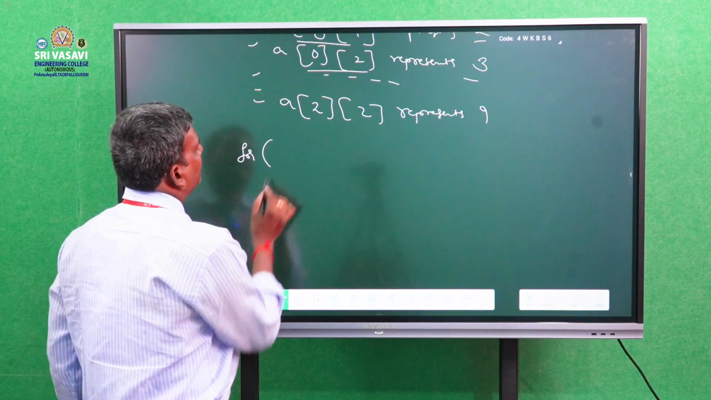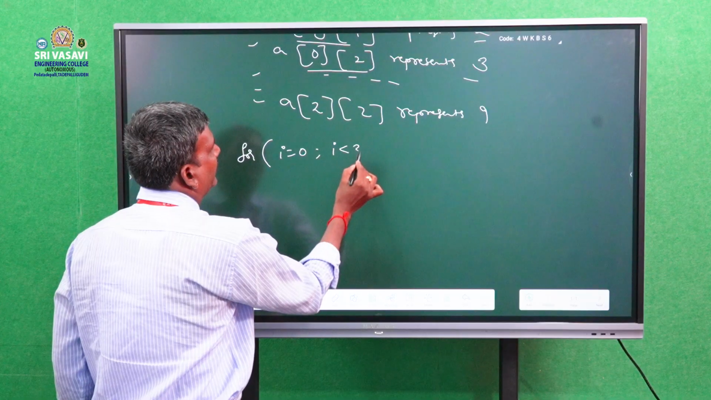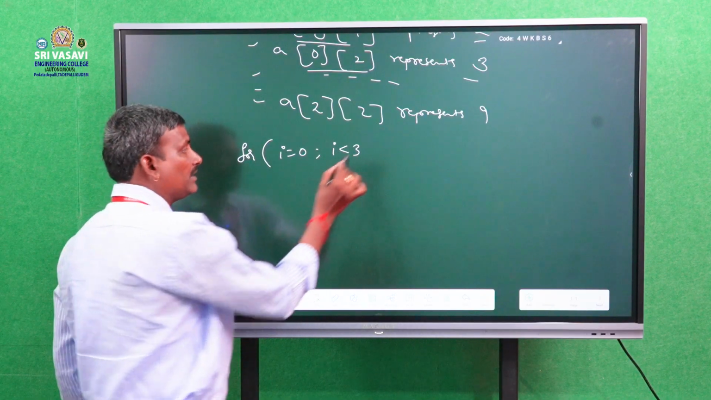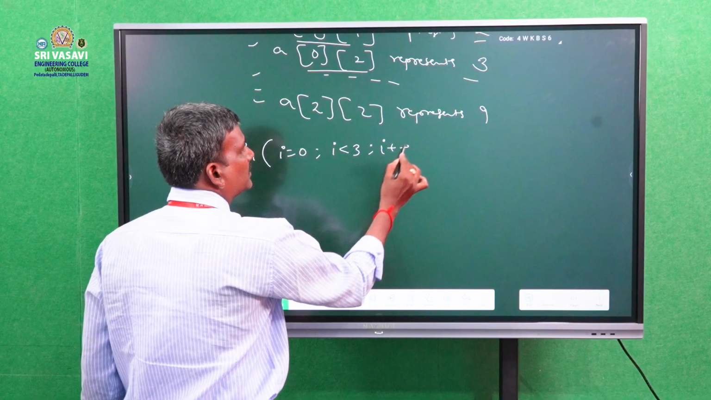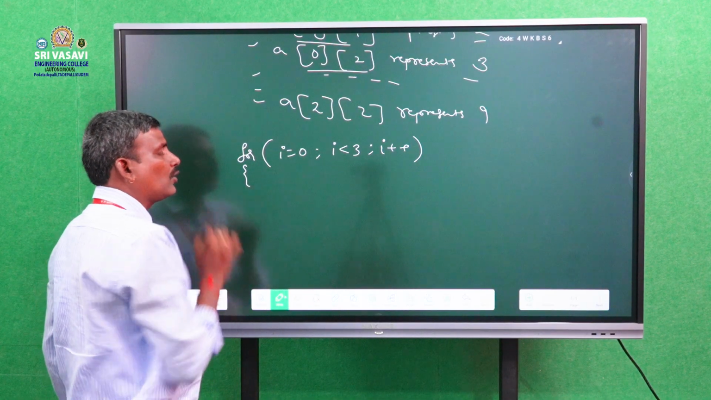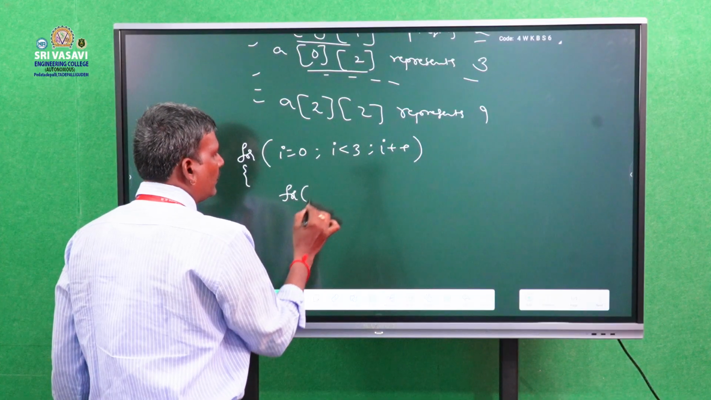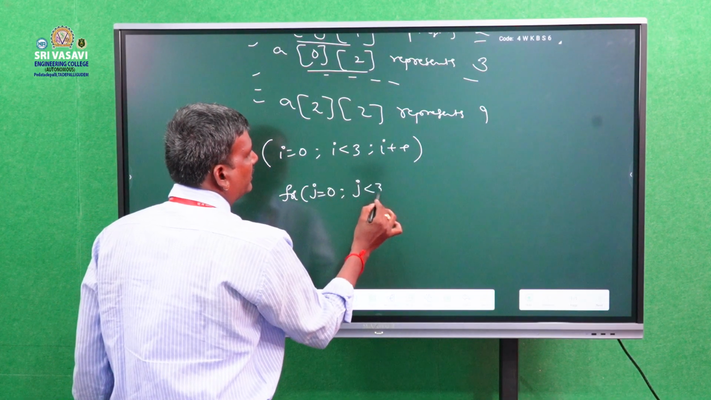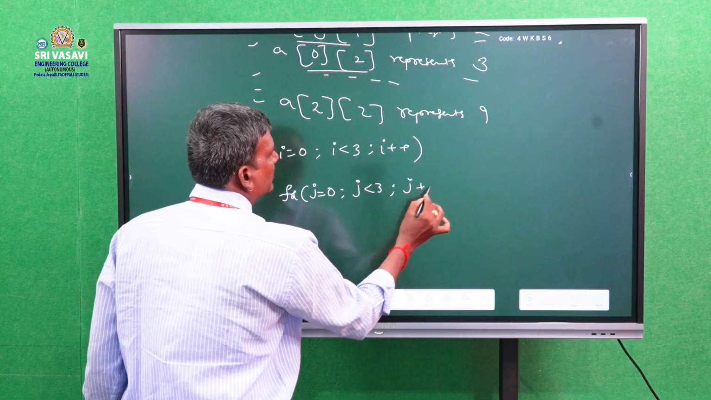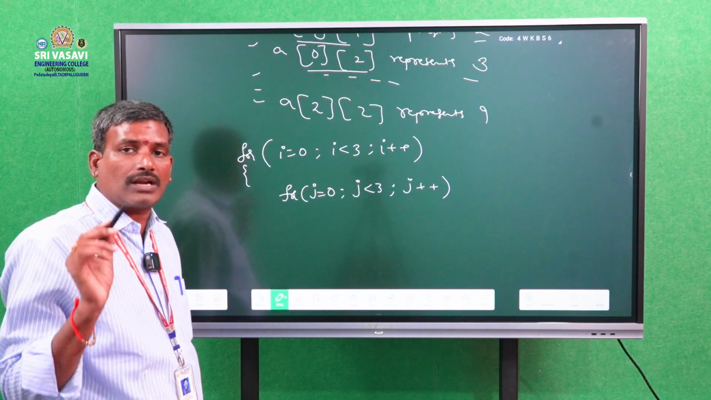for i is equal to 0, i less than 3. Why? Because in a 3 by 3 matrix, maximum 3 rows, i plus plus. This is the outer for loop for representing the number of rows. For j is equal to 0, j less than 3, j plus plus. The inner for loop, j represents the total number of columns.